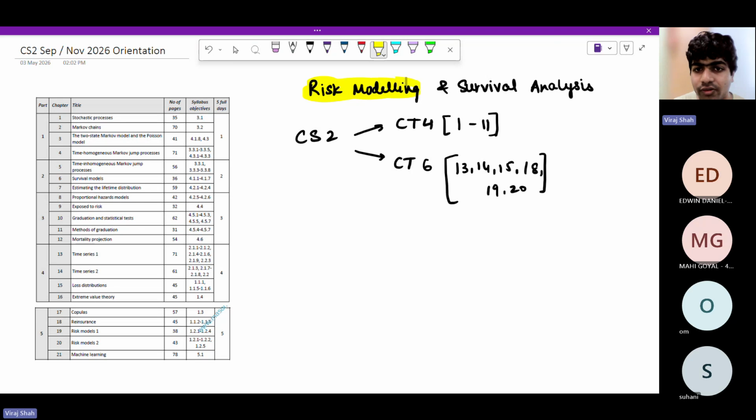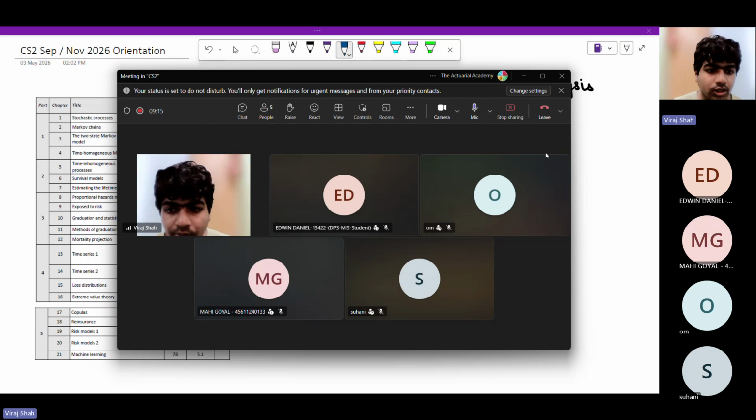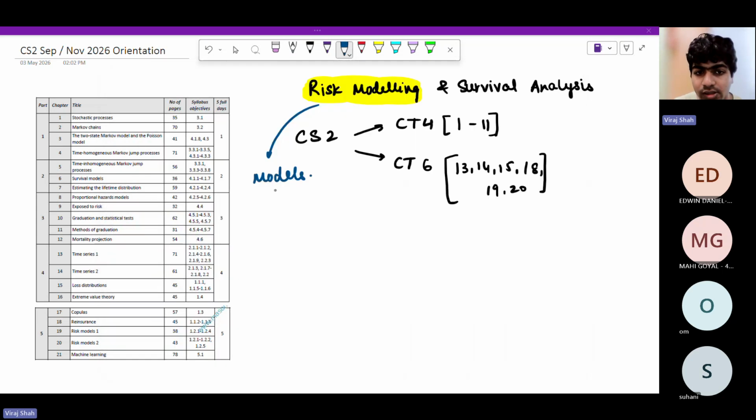Before I go further, what do you mean by risk modeling? Basically, when we are modeling any risk, all the models that we talk about, wherever there is modeling, like finding out the premium for an insurance company, comes under this. This is the fun part, the maths part.